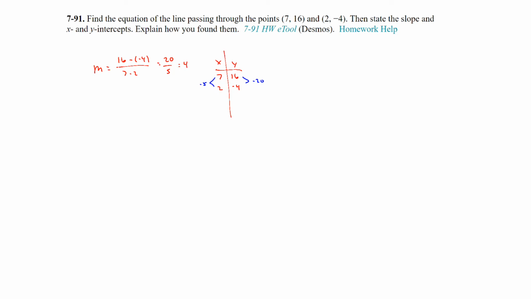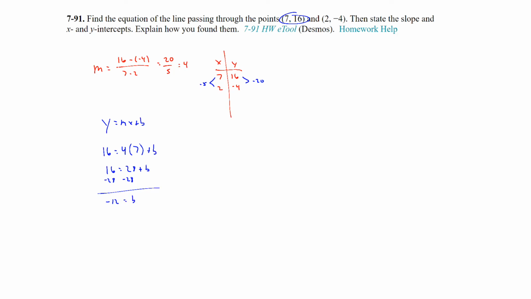Now, to find the y-intercept, we want to be able to write the equation. So we have y equals mx plus b. Similar to the exponential, it's the same idea: we're going to plug in one of our 2 points, it doesn't matter which one, and the value that we just found for m. So I'm going to say 16 is equal to my slope of 4 times my x value of 7 plus b. 16 is equal to 28 plus b, subtract 28, and we get negative 12 is equal to b.